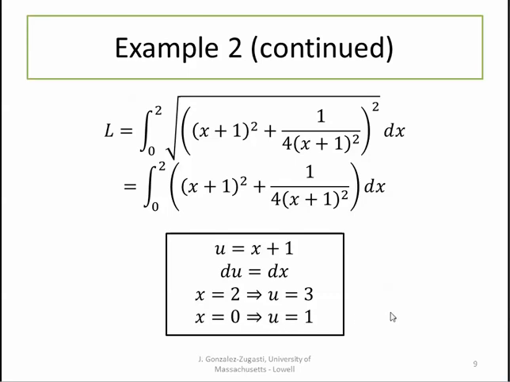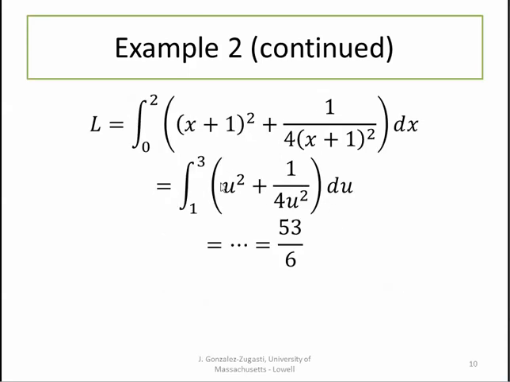So now plugging in for our substitution, we get that this integral becomes the integral from 1 to 3 of u squared plus 1 over 4u squared du. And that's something we know how to integrate. So make sure you pause the video now and see if you can get the final answer of 53/6.